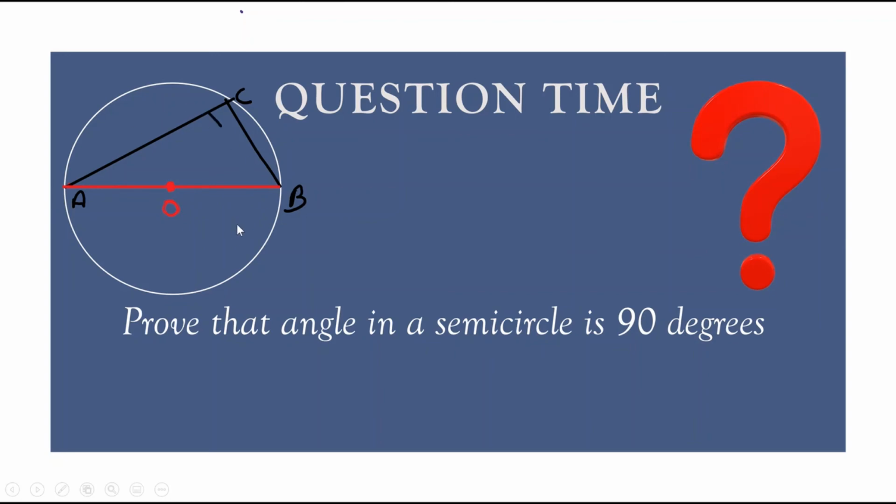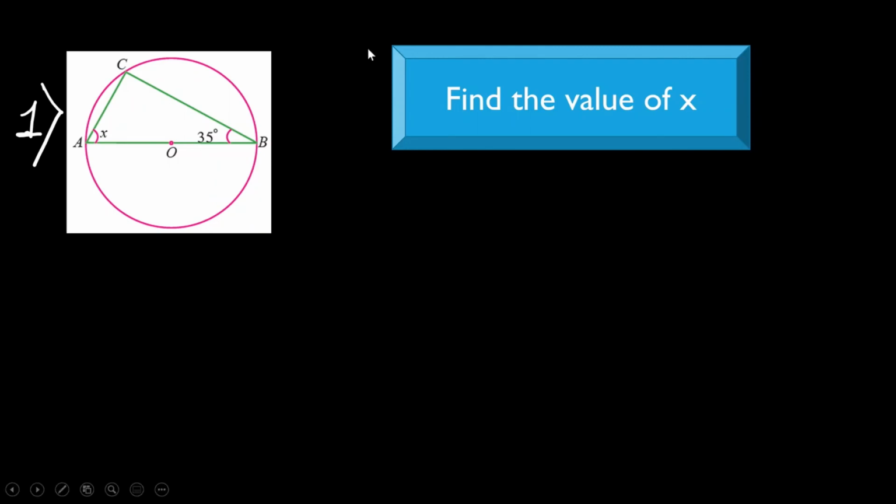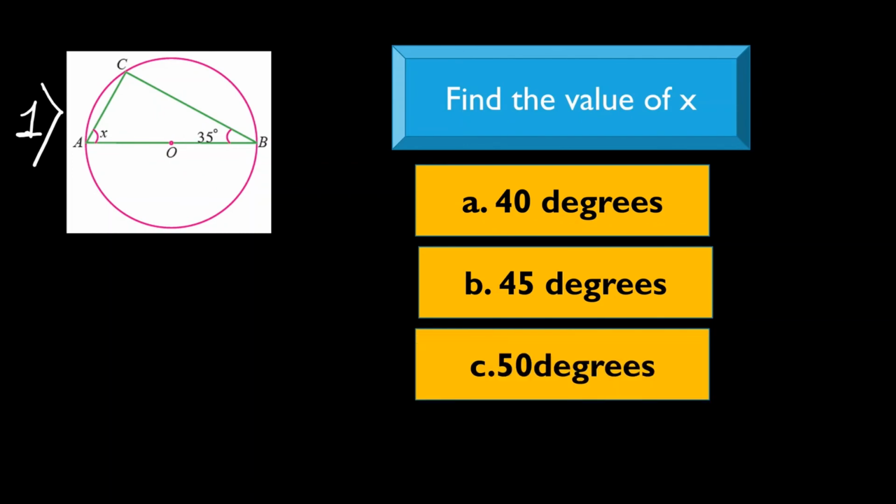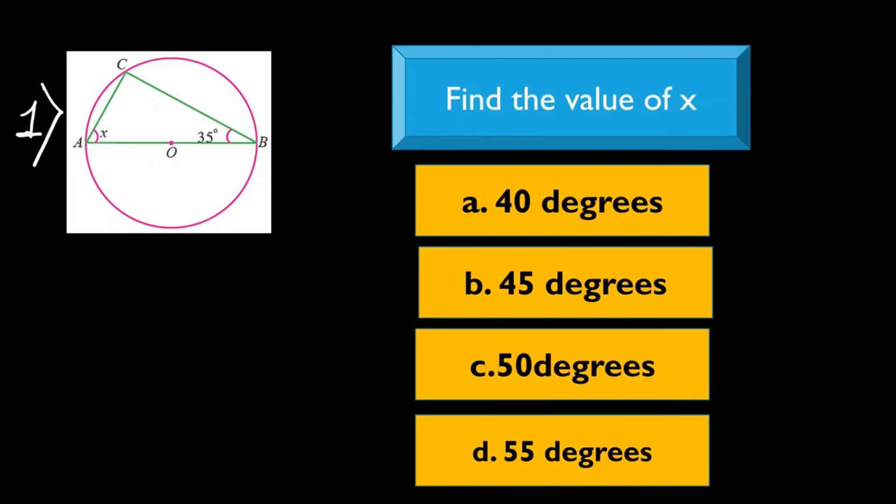Okay. Second thing, let's find the value of x. Be ready, students. This is a given question. This is a circle. This is the diameter, center O. So AB is the diameter. This is a point C. Okay. This angle is x. This is given as 35 degrees. You have to find x. Starting the timer. Options are 40 degrees, 45 degrees, 50 degrees, and 55 degrees.